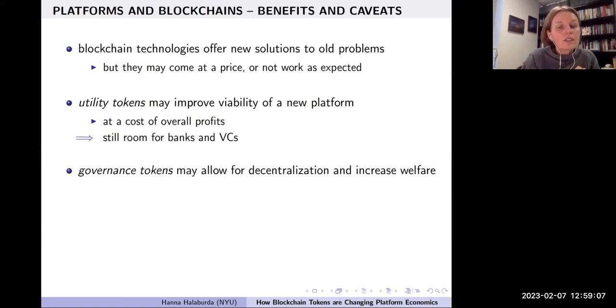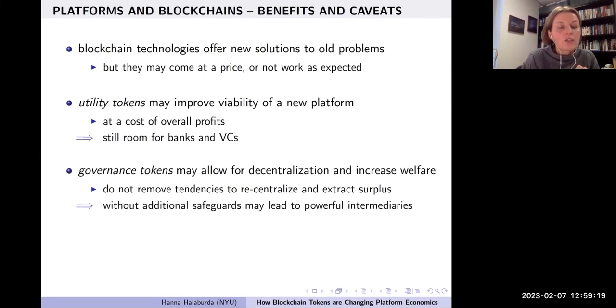And governance tokens may allow for decentralization and increase welfare, but they do not remove tendencies to re-centralize and extract surplus once the platform is re-centralized. So without additional safeguards, it may lead to the same powerful intermediaries. So with those conclusions, thank you very much. And I want to thank you for your comments and questions.